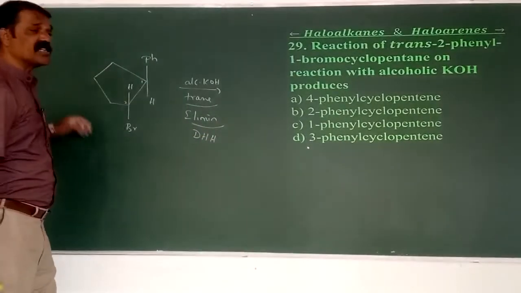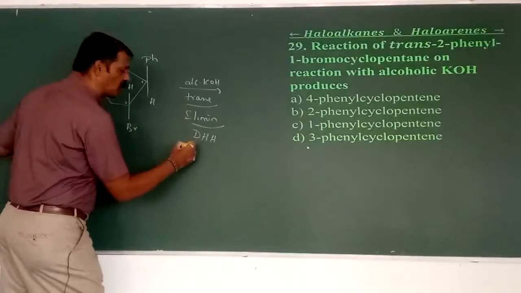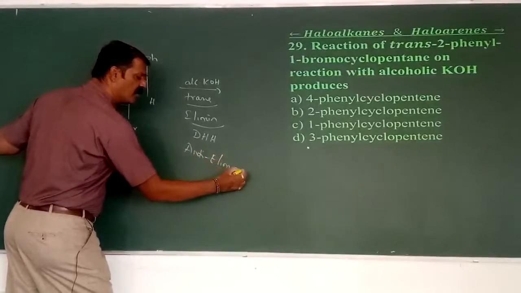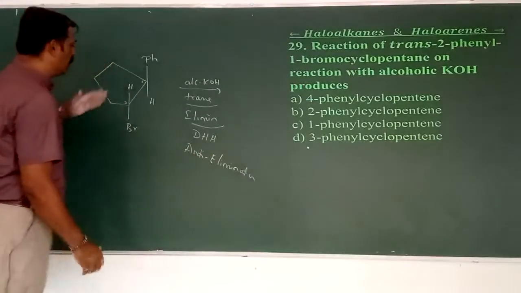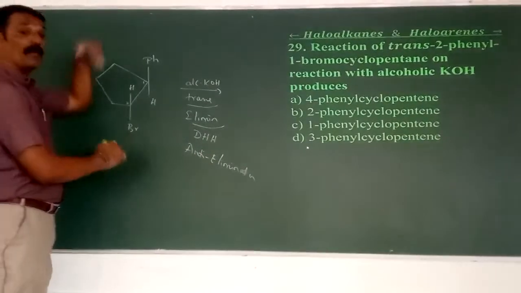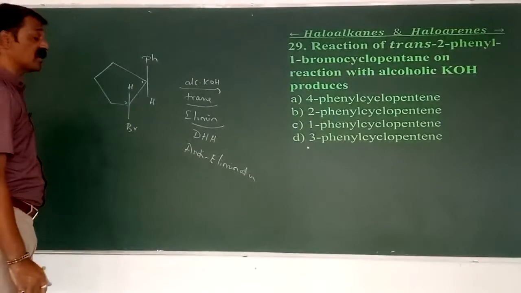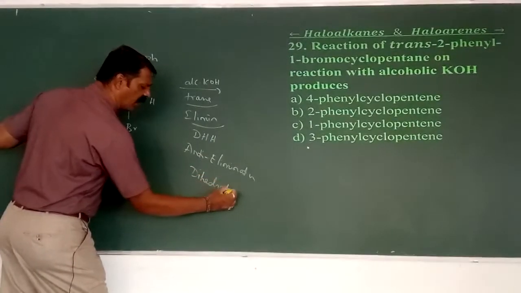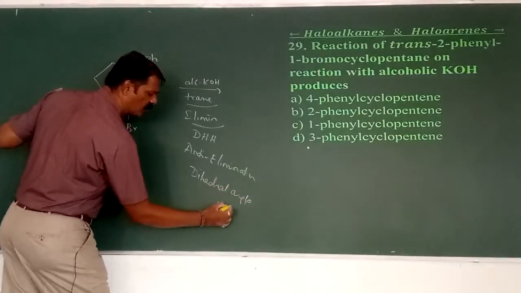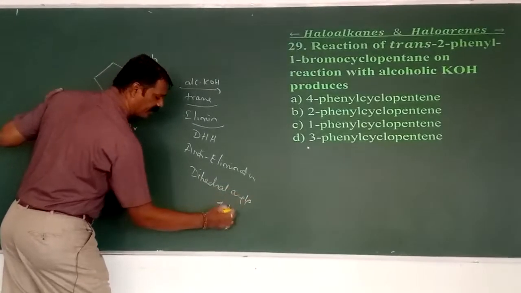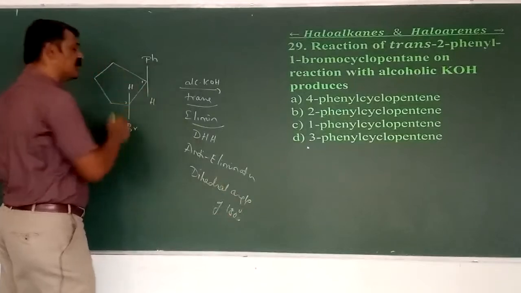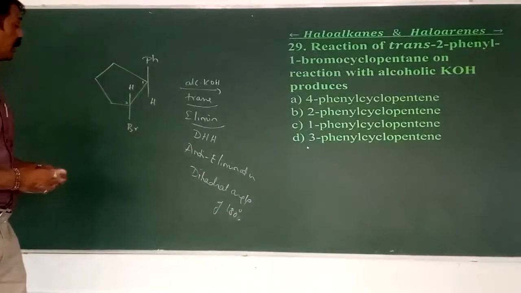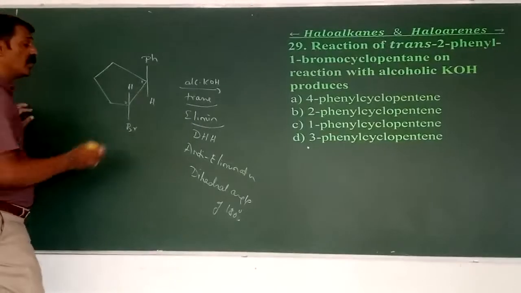Whether the elimination is on the same side or the opposite side, it is opposite. That is why it is called anti-elimination. Why is it called anti? Because H and Br are on opposite sides here. That is why it occurs at a dihedral angle of how many degrees? 180 degrees. As if this is a plane, they are opposite, so the dihedral angle is 180. Then what do we have to do here?